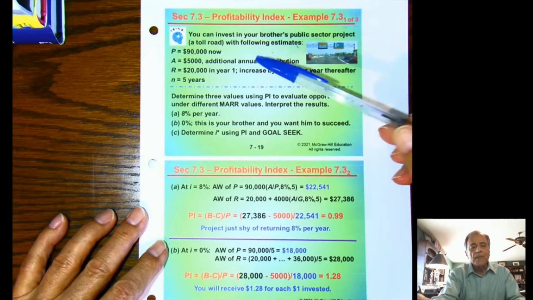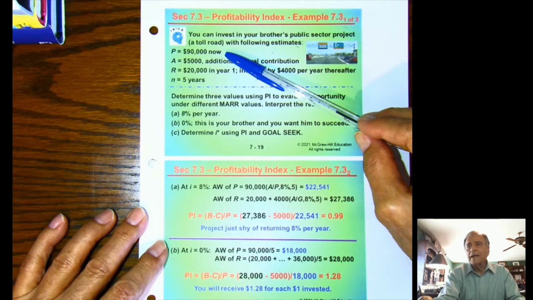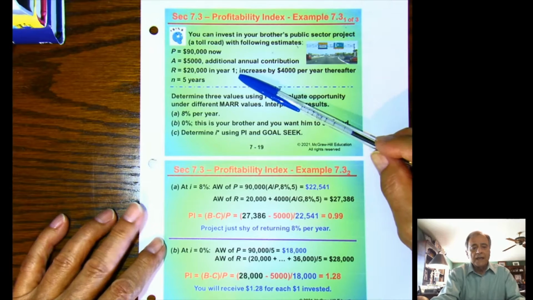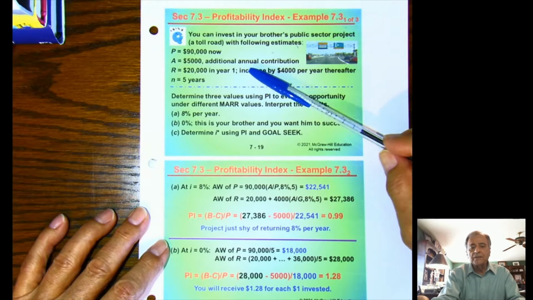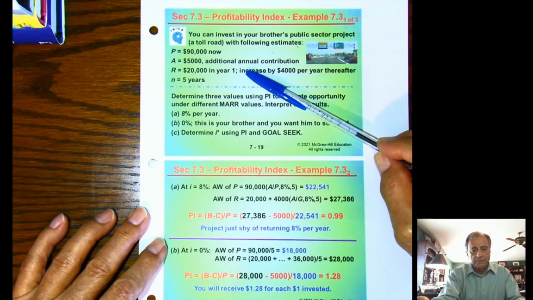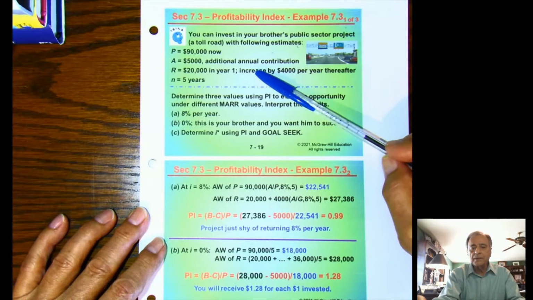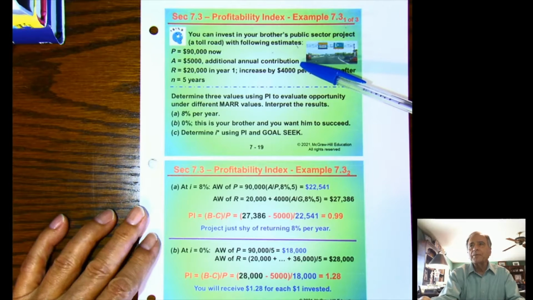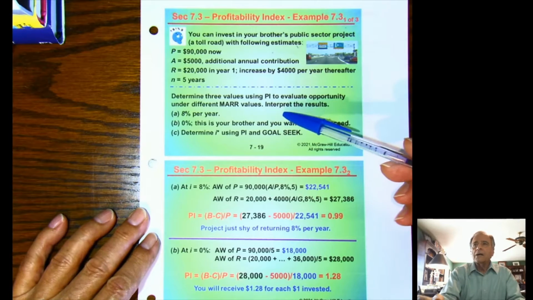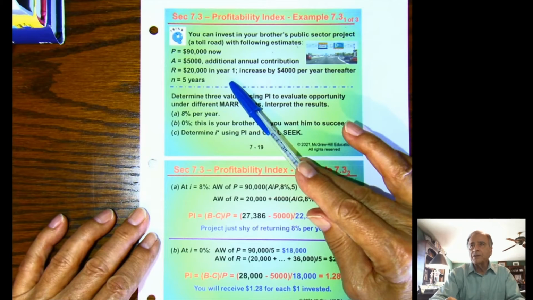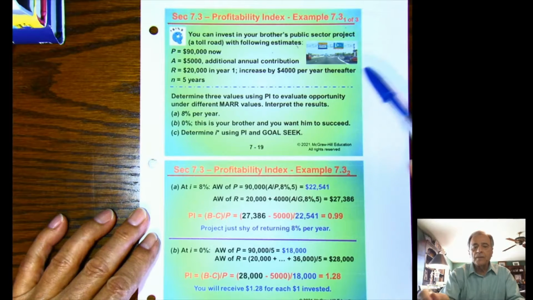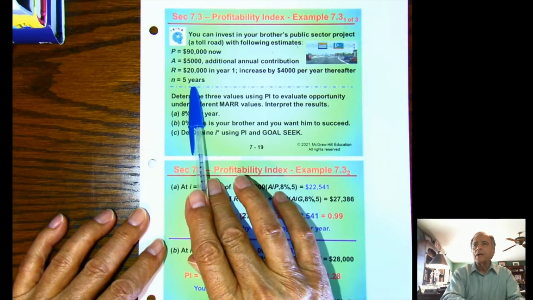But anyway, it says if you invest $90,000 now, so that's a cost, and you also have to invest an additional $5,000 a year annual contribution. So that means that you're helping them pick up the maintenance and operating costs of this toll road. However, your revenue will be $20,000 the first year, and it'll increase by $4,000 a year, and you have a 5-year planning horizon.